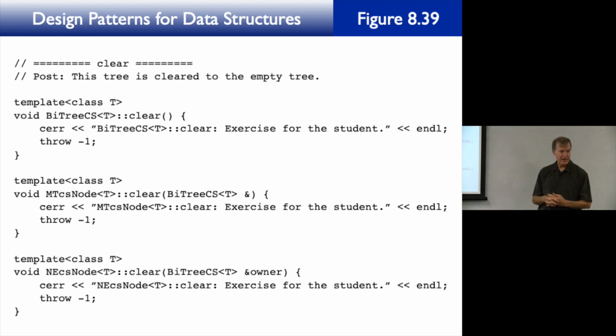Clear is, I think, a method for you to do. So first of all, clear is void, so we don't have to return anything, right? So basically what's going to happen is that the tree version is going to call the node version, and if the node version is the empty node, there's nothing to clear because it's already empty. The only thing you have to clear is if it's not empty.